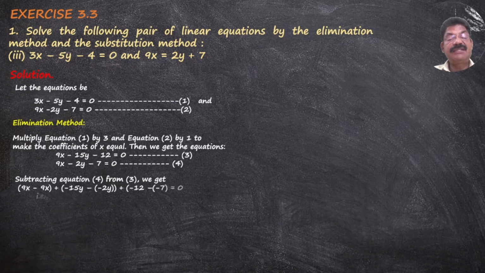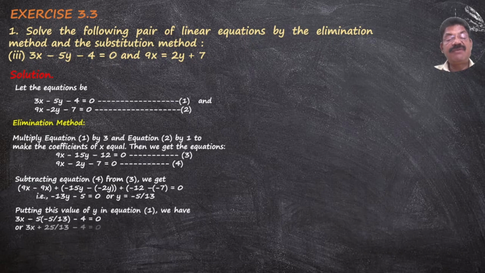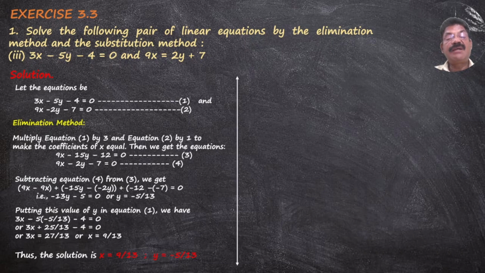So, when you subtract equation 4 from 3, we get minus 13y minus 5 is equal to 0 or y is equal to minus 5 by 13. Putting this value of y in equation 1, we get x is equal to 9 by 13. Hence, the solution is x is equal to 9 by 13, y is equal to minus 5 by 13. The same problem is solved using substitution method.